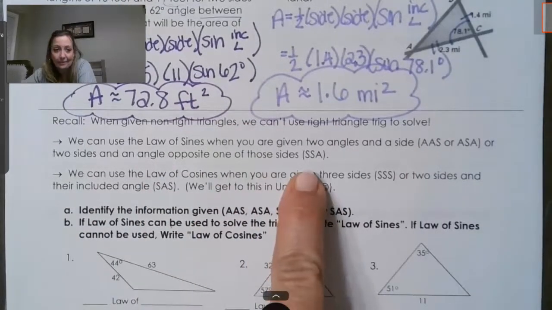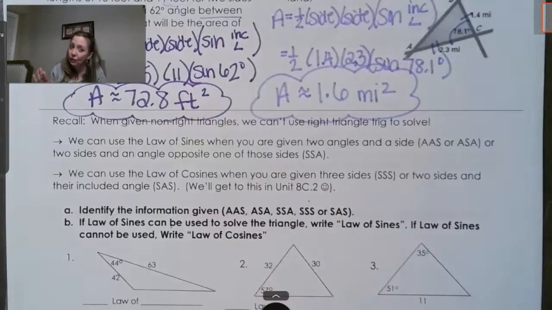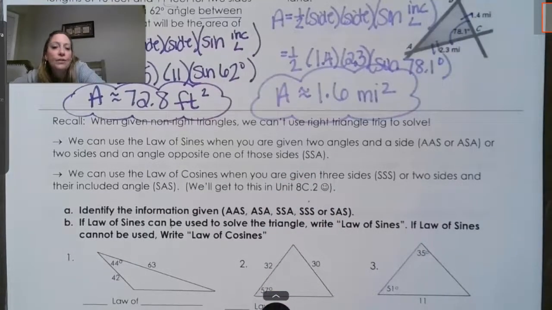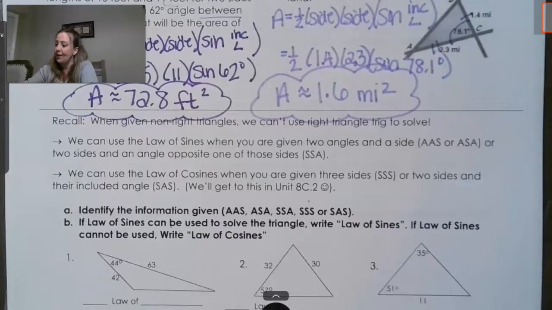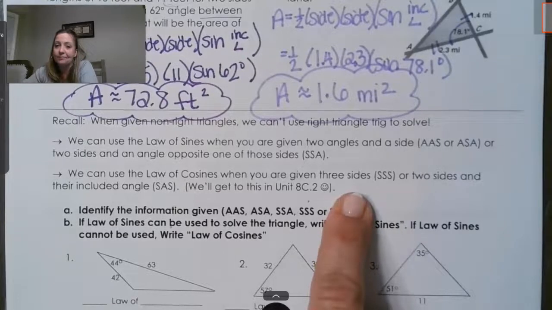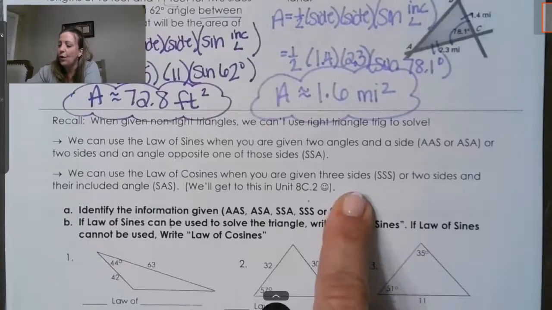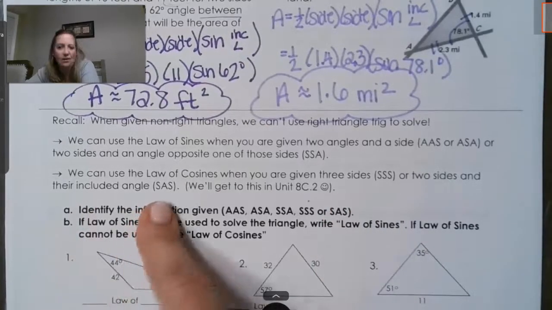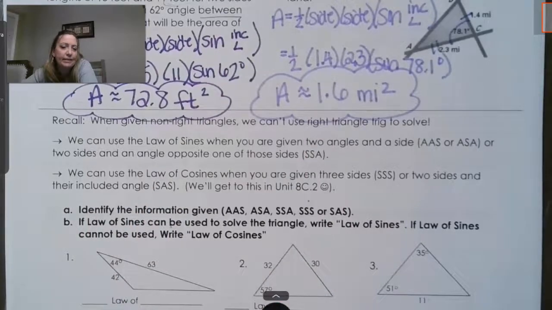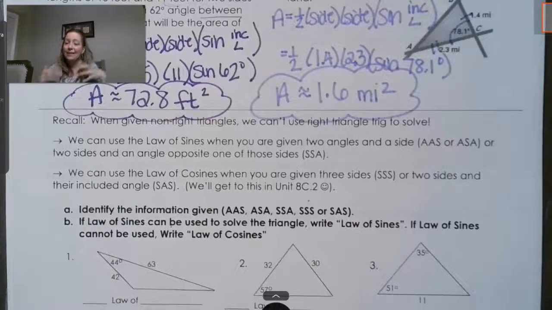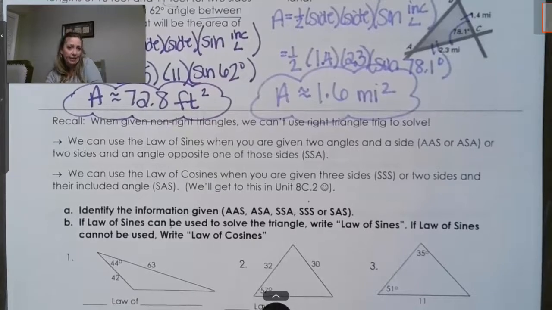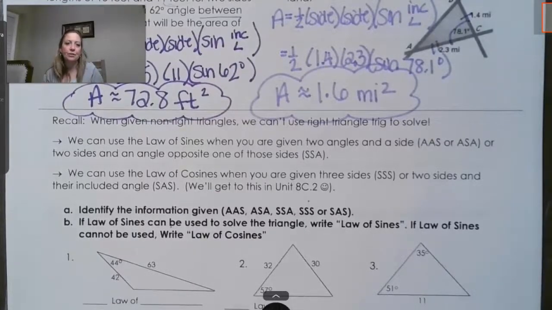We discussed in the previous lesson that we can use the law of sines when you're given 2 angles and a side, so the AAS or ASA case, or 2 sides and an angle opposite one of those sides, the SSA case. I know we haven't learned it yet, but we can also use the law of cosines, which is another law that we'll be learning in this unit, when you're given 3 sides, side, side, side, or 2 sides and the included angle, kind of like we were dealing with in the other triangle. And in these problems, we're not talking about finding the area, we're talking about solving, finding all the missing side lengths and angle measures.